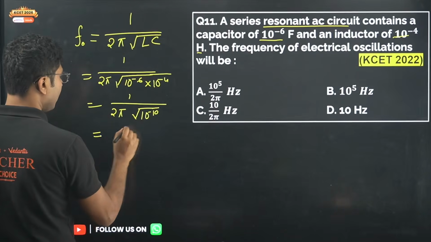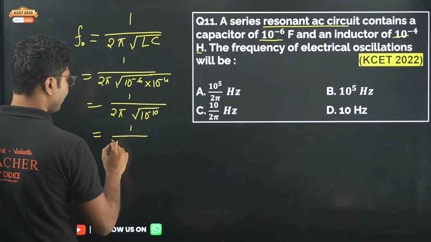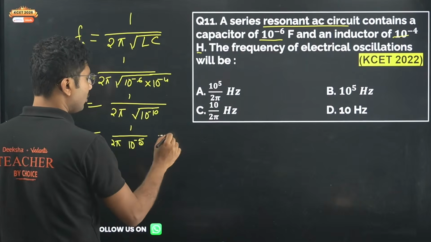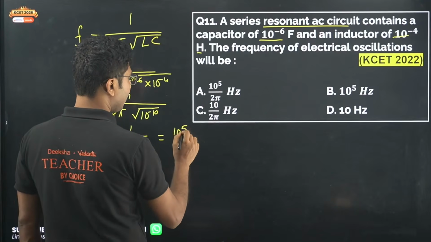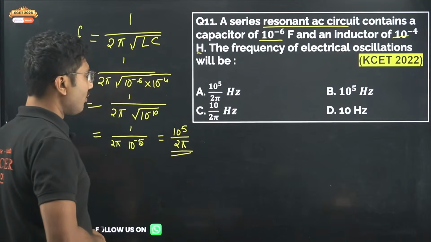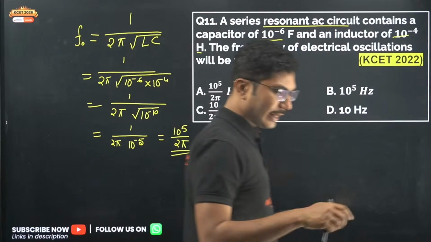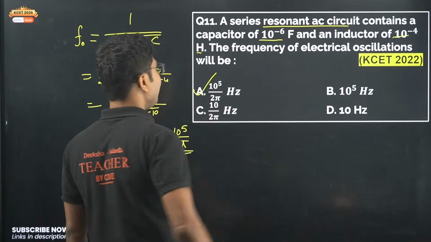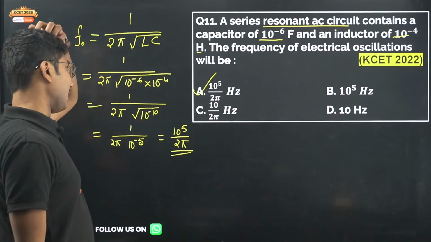So square root means power will be half, so 2 pi 10 to the power of minus 5. Minus 5 will go up and become plus, so 10 to the power of 5 divided by 2 pi. So the correct answer is obviously option A. Yes, Gagan and Anant, they answered immediately. Correct answer option A. Good.